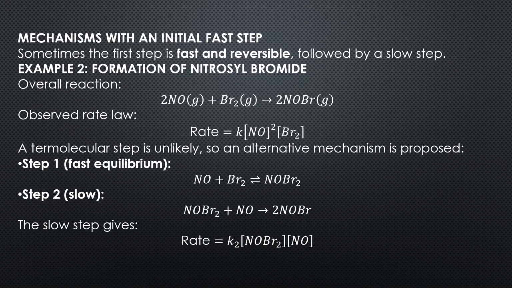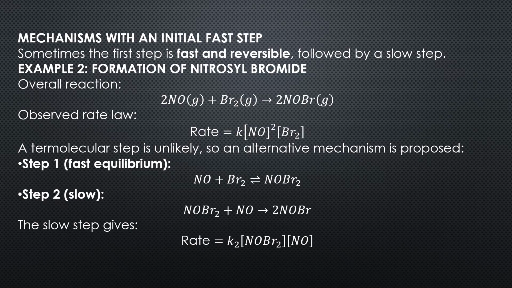The observed rate law shows that the rate is proportional to the square of the nitric oxide concentration and directly proportional to the bromine concentration. A single-step termolecular reaction is unlikely, so an alternative mechanism is proposed. Step 1. Fast equilibrium. Nitric oxide reacts reversibly with bromine to form nitrosyl bromide 2. Step 2. Slow. Nitrosyl bromide 2 reacts with nitric oxide to form two molecules of nitrosyl bromide.